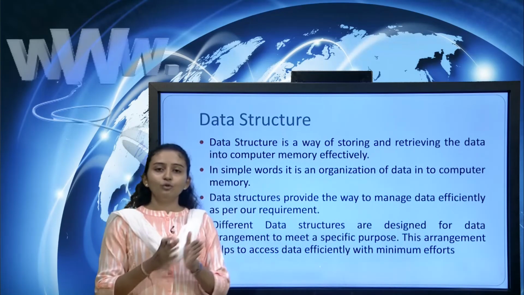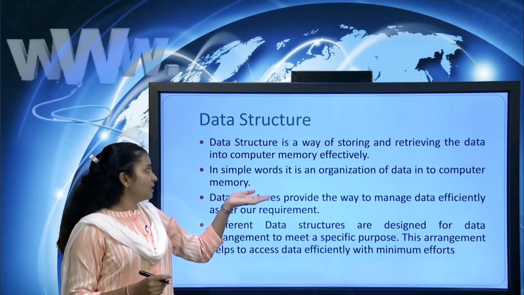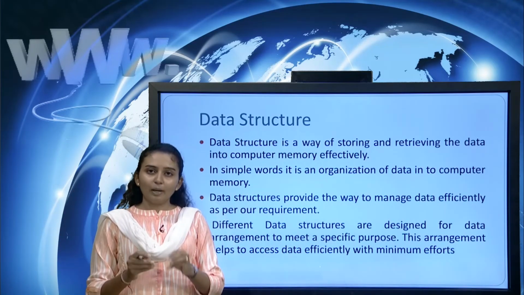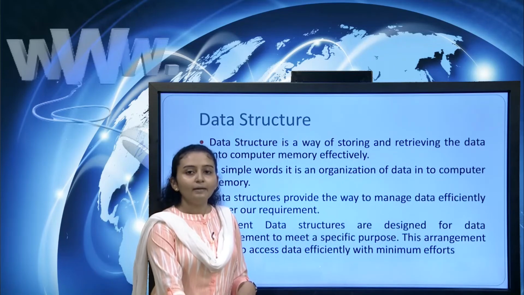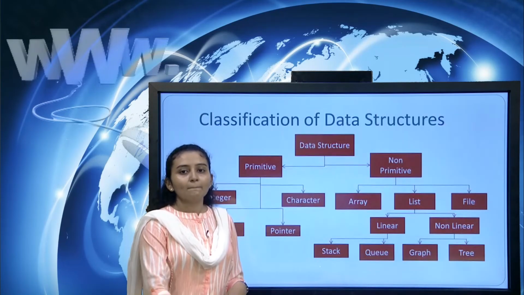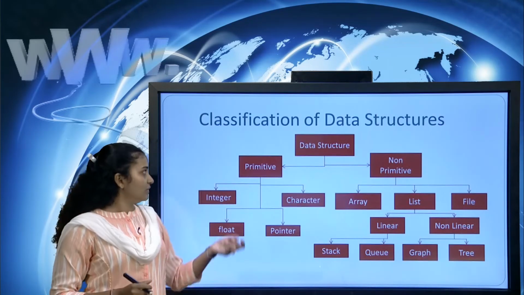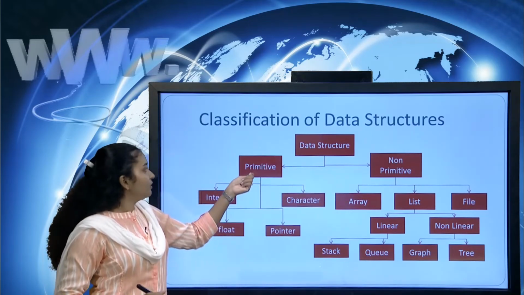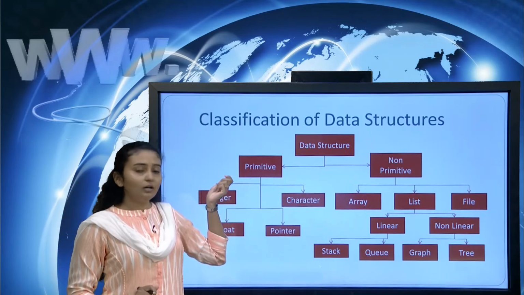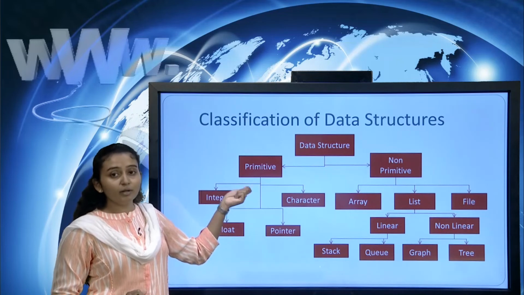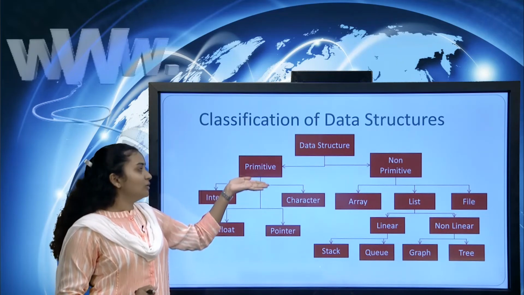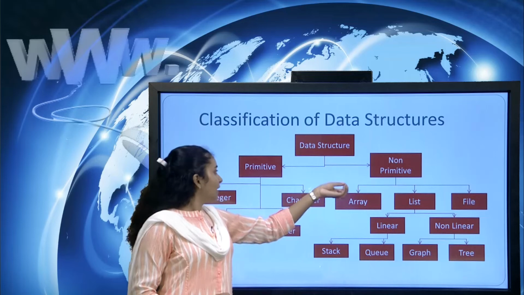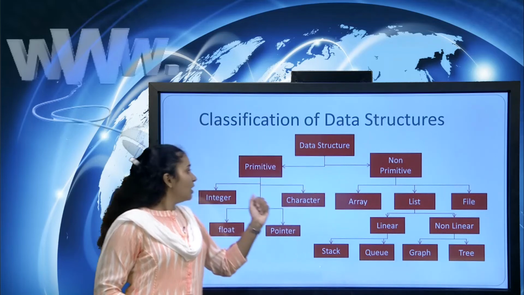Next, we have seen what a data structure is. A data structure is a way of storing and retrieving data in computer memory effectively. Next, we have seen the classification of data structures, in which we have primitive and non-primitive data structures. Primitive data structures are directly understandable by machine language, so they are called primitive. Non-primitive data structures are derived from primitive data structures, right?